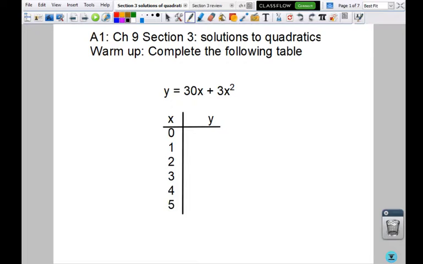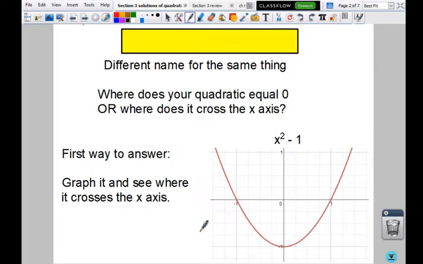So we are starting a new lesson. What we're doing today is looking at solutions to quadratics. So we found our vertex before. We found axis of symmetry. This time around, we're going to find solutions, and they're not super tough right now, at least.